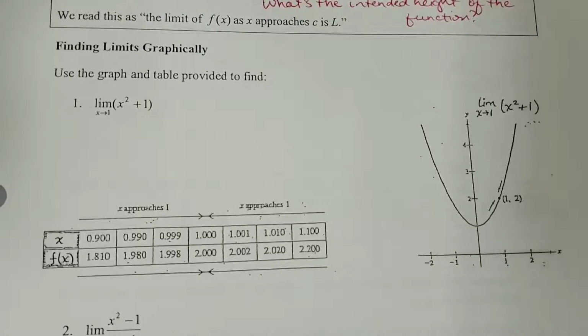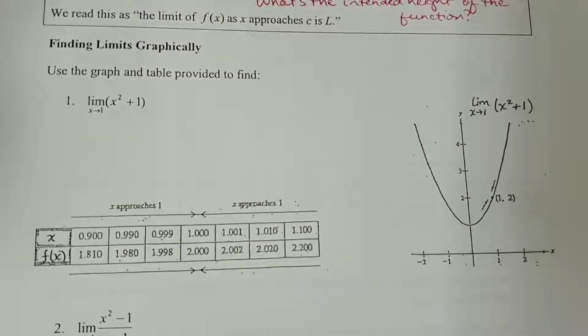Okay, so we're talking about as x approaches 1, we're looking at it from the left and from the right. If you look at these values for your outputs, as you go to the right and as you go back to the left, you're going to notice that those values get closer and closer to a value of 2. So our limit for this function is going to be 2.